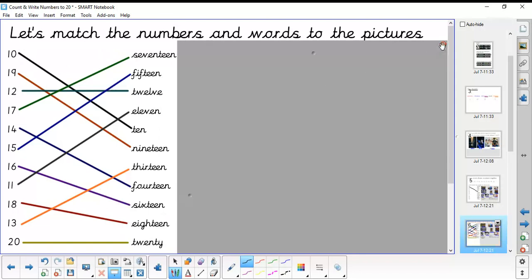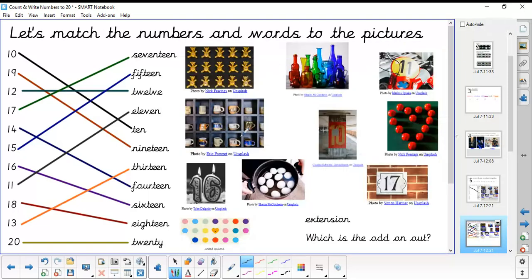My next task is for you to match them to the pictures that represent them. So again, we'll do the first one together. So I'll start with the number 10, follow it down to the word 10, and now I'm looking for a set of objects or a number that shows 10, and there it is there, number 10. Pause the video, have a quick look, follow it with your finger, get it into your head, and also look out for which is the odd one out. That should have an E on the end, I apologize. Which is the odd one out? Pause the video, have a go.